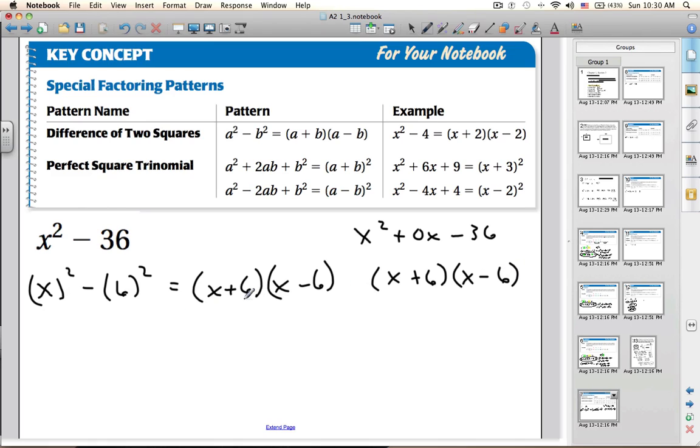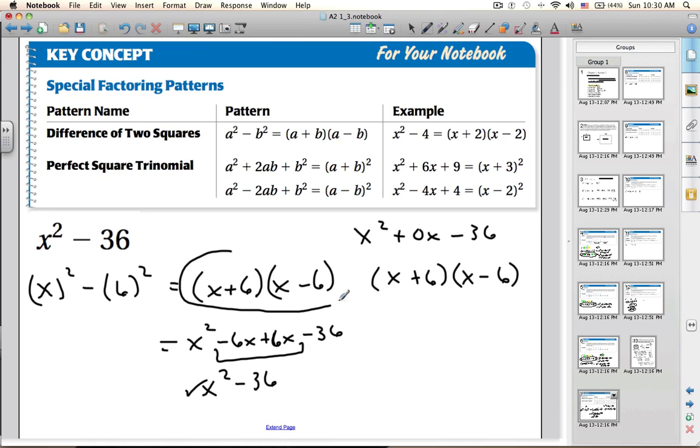Okay, and if I multiply these together to check my work, x times x is x squared, x times minus 6 is minus 6x, 6 times x is plus 6x, and 6 times negative 6 is negative 36. So you see what happens here in the middle, and the reason we have no middle term is because the outsides and the insides are opposites. So this just simplifies to be x squared minus 36. I know I did it right. This is my solution in terms of factoring.